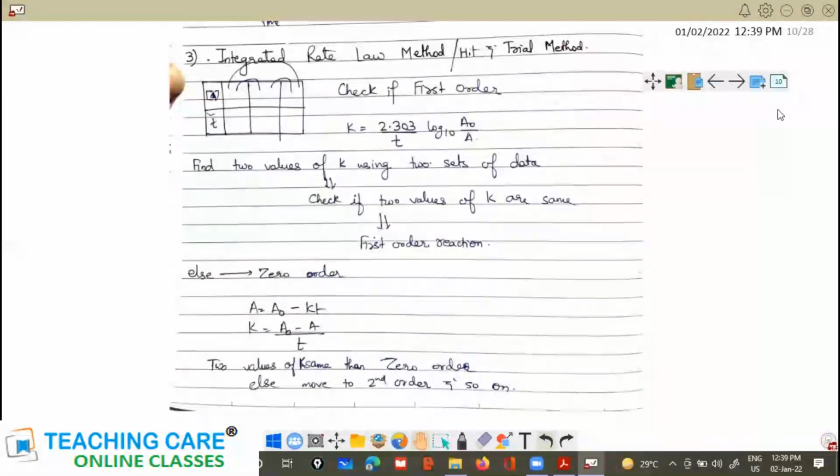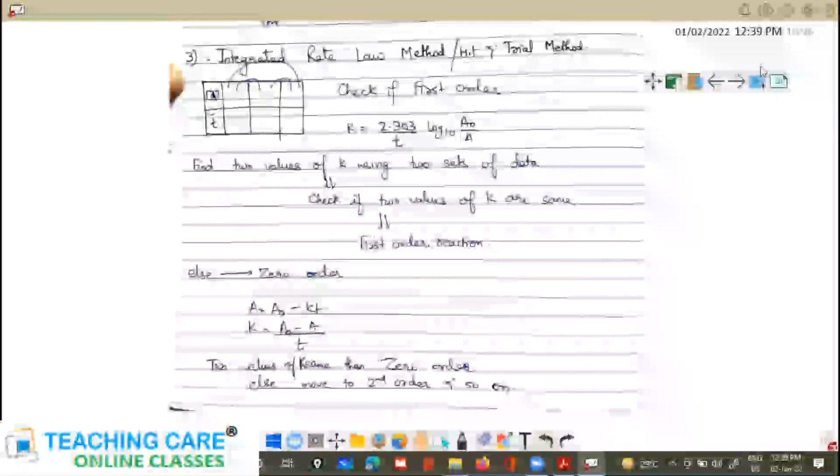Yes, ma'am. These are just the formulas that we derived, right? Yes. So if you find the k value and the two values are the same, then it can be a zero order reaction, or else you need to move on to the second order or the third, from second order onwards.